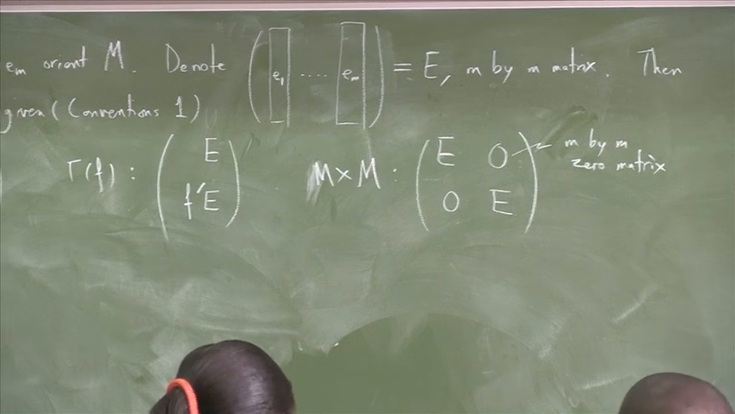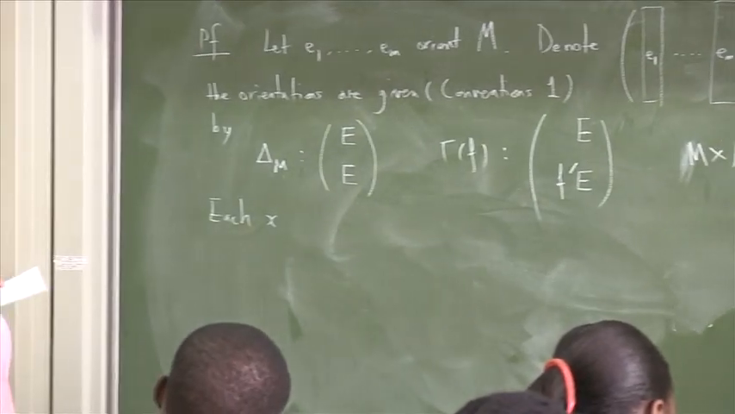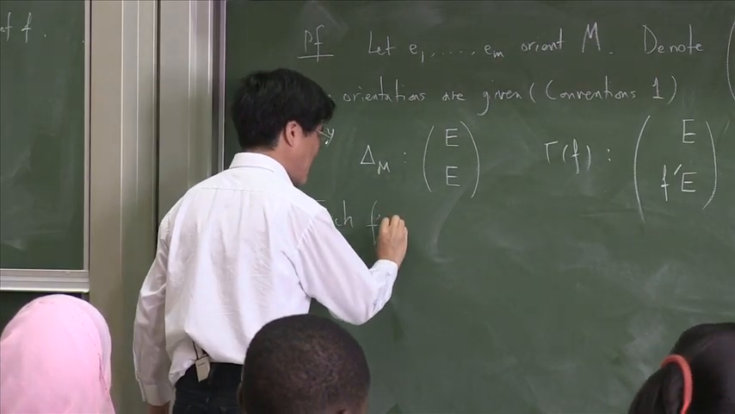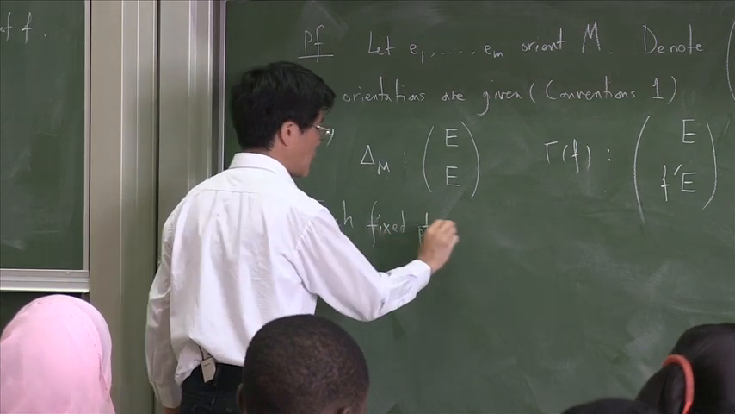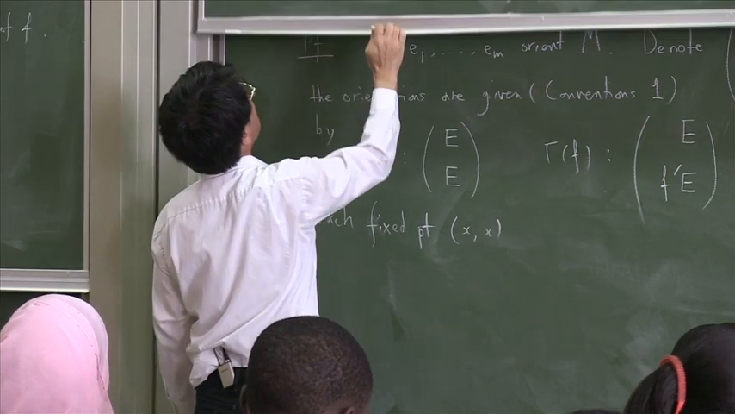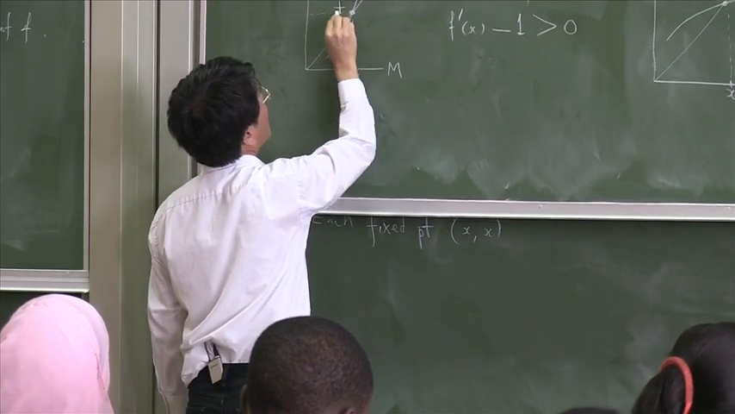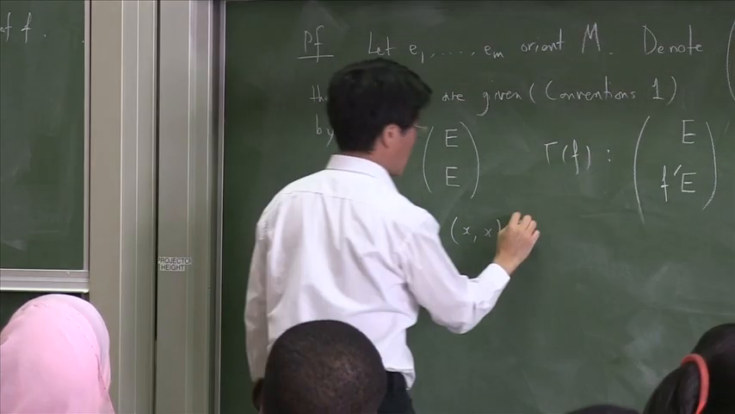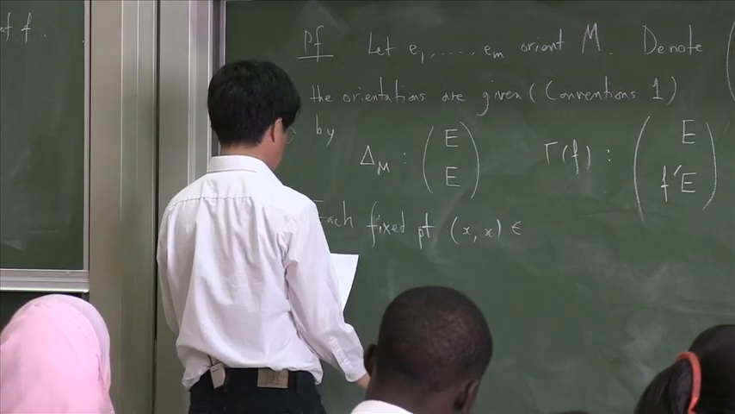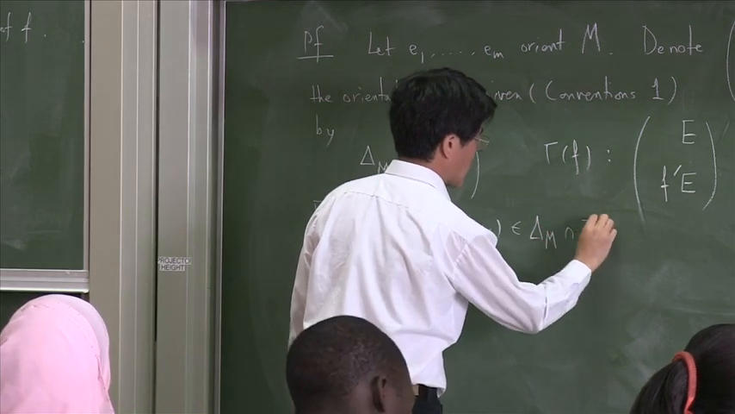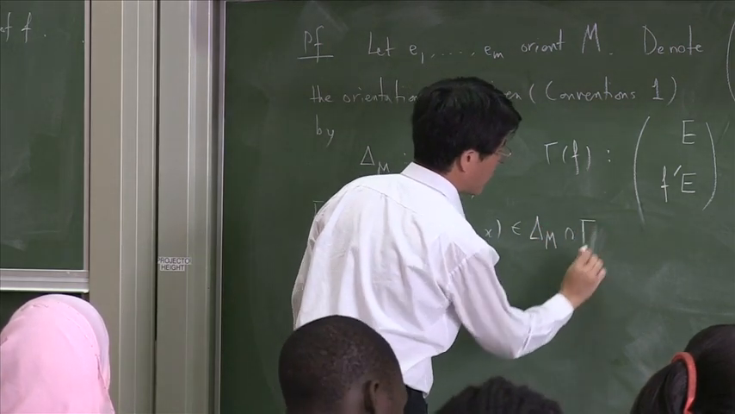Okay. Well, let's suppose that x is a fixed point. And I'm going to be slightly loose in my language. Each fixed point, let's think of a fixed point as a point with coordinates x and x, the same coordinates. So I'm going to write it as this intersect gamma f.